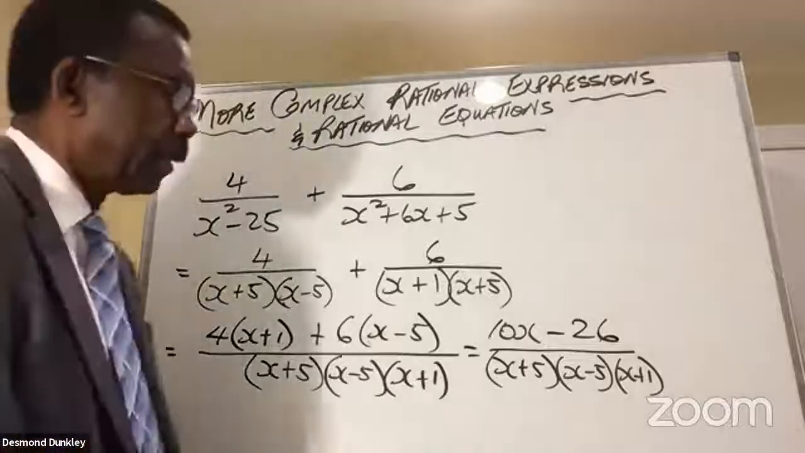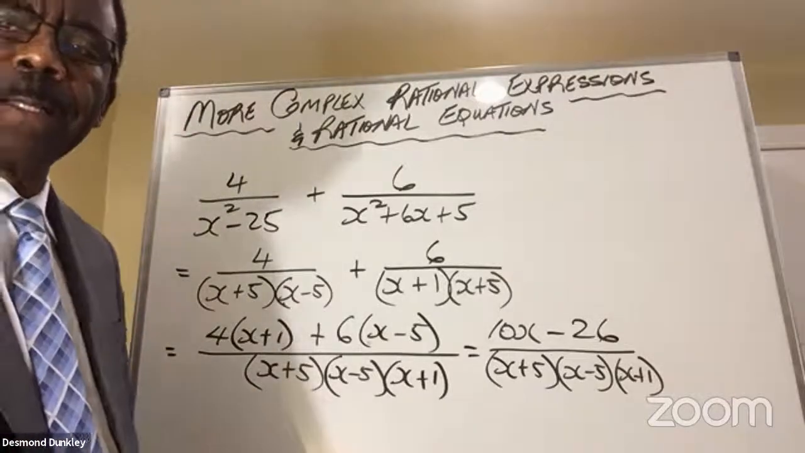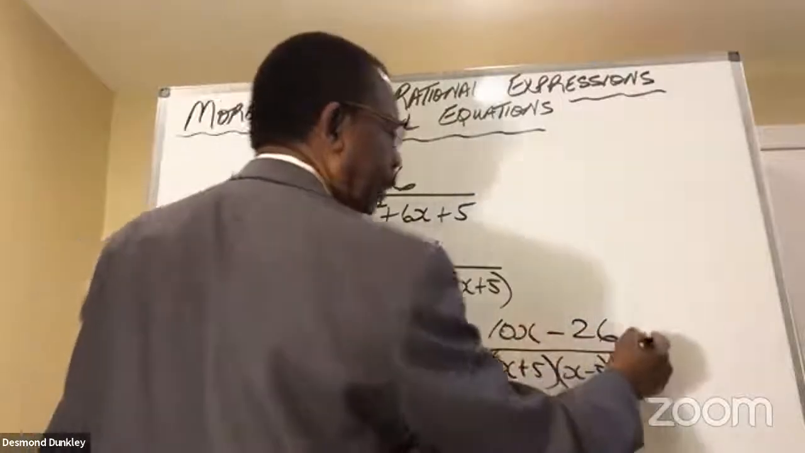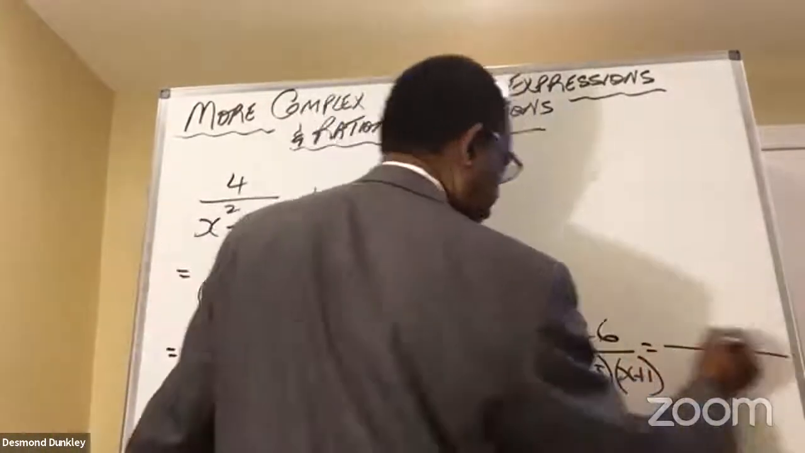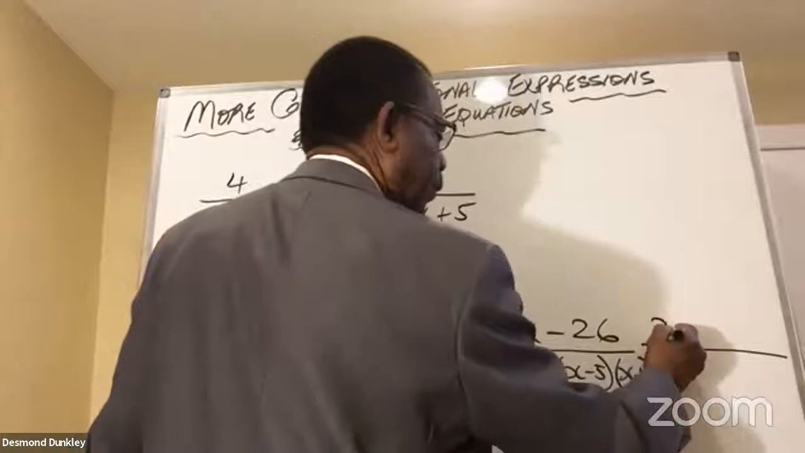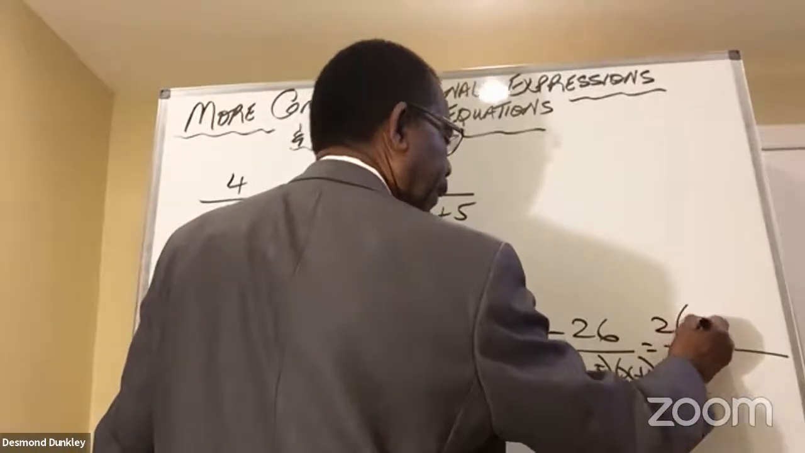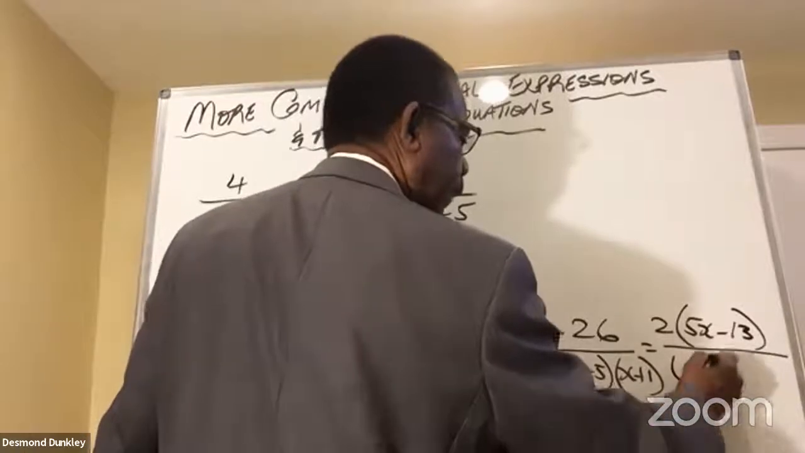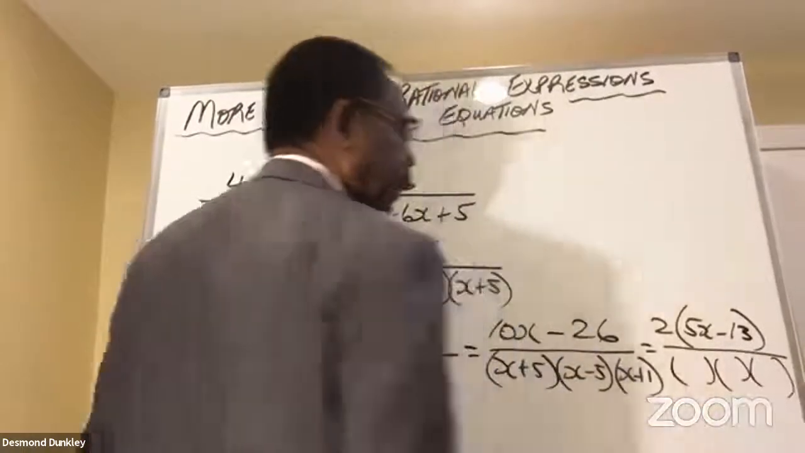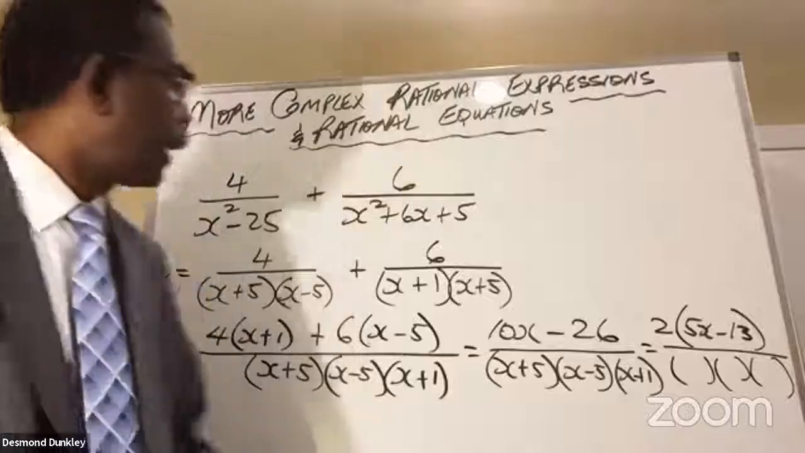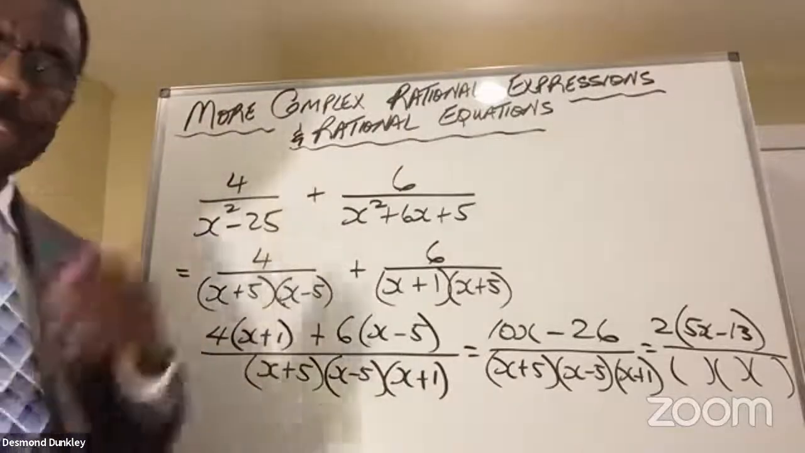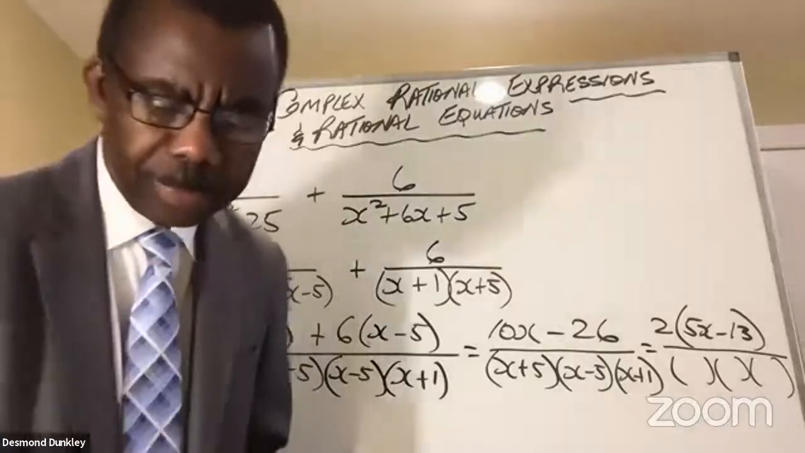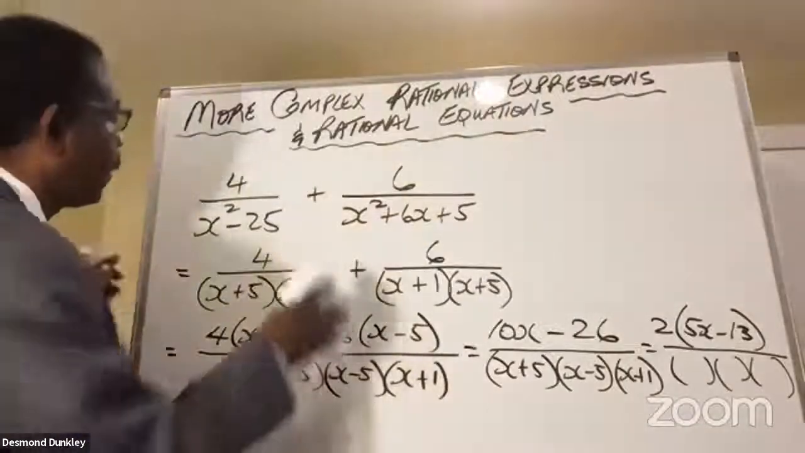And truthfully, there's nothing dramatic happening. As a matter of fact, we can't do anything with this because the top, all that we're going to get at the top is factor out a 2, we end up with 5x minus 13 over the 3 denominators. So that's the best we can do. There's nothing else we can do with this because nothing canceled out. So that's what you do for that question. Okay? Let's look at another one.